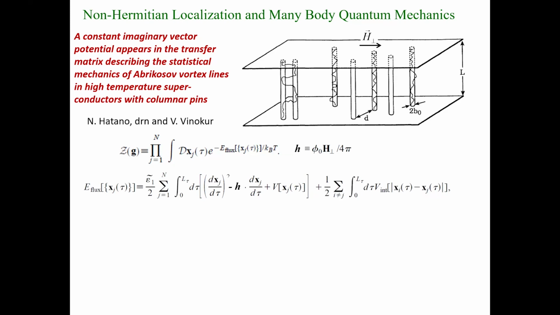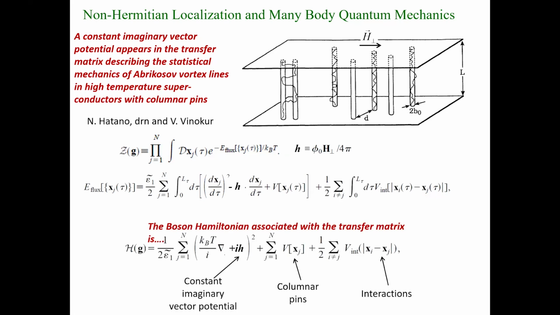On the other hand, the columnar pins are going to try to keep everything as parallel as possible to the z direction. So there's this tension between tilting and wandering, and then wandering along the columnar pins. That's going to be playing a big role here. So we can again work out effectively a boson Hamiltonian shown here with interactions, columnar pins, etc.